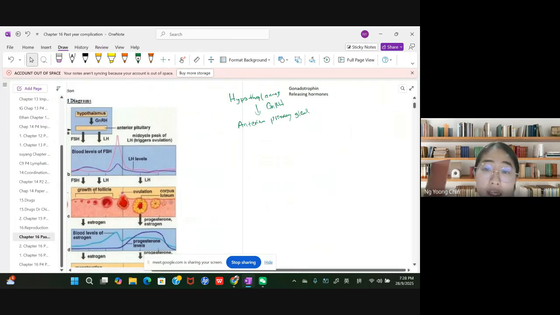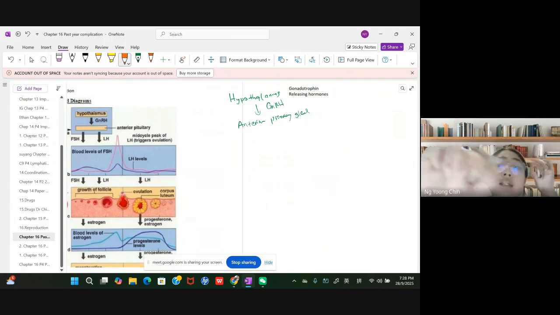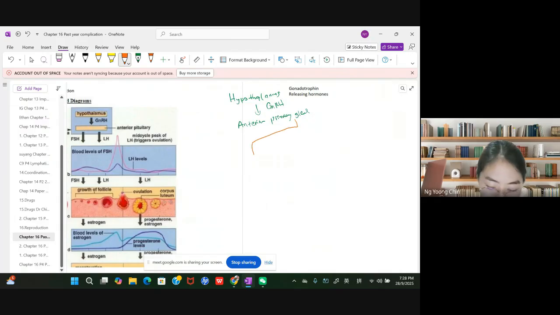So after the GnRH stimulates the anterior pituitary gland, it starts to produce hormones. The first hormone they produce is known as the FSH hormone. I'll draw something like this. The full name is follicle stimulating hormone. The function of the follicle stimulating hormone is that it will stimulate follicle growth.